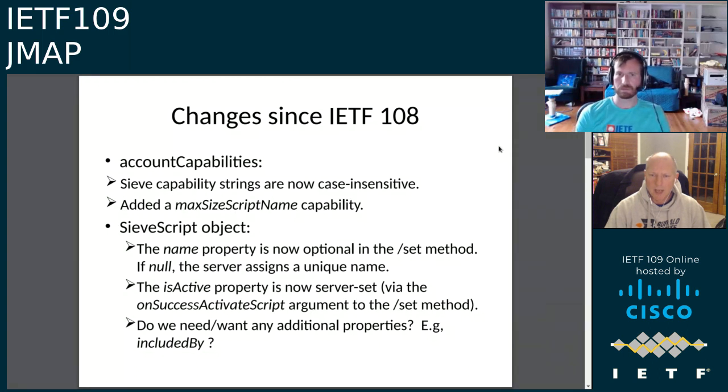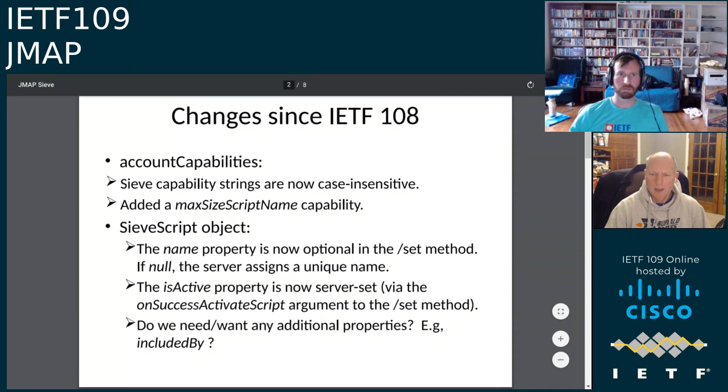Additionally, the isActive property is now set on the server via a new argument in the set method, which I'll get to in a second. This prevents the possible problem of a client trying to set two scripts active at the same time. So this new argument allows this to be an atomic action.